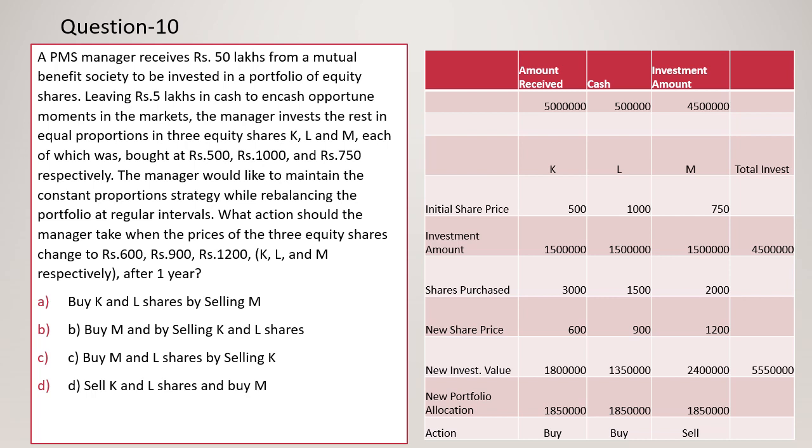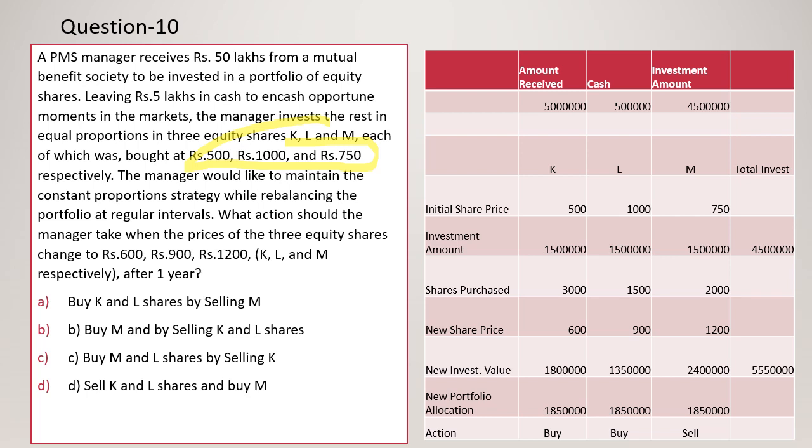A PMS manager receives 50 lakhs from a mutual benefit society to be invested in a portfolio of equity shares, leaving 5 lakhs in cash. To encash opportune movements in the market, the manager invests the rest of the amount equally in K, L and M, having prices of 500, 1,000 and 750 respectively. The manager would like to maintain the constant proportion strategy while rebalancing the portfolio at regular intervals. What action should the manager take when the prices of these 3 equity shares have changed to 600, 900 and 1,200 after 1 year, right?